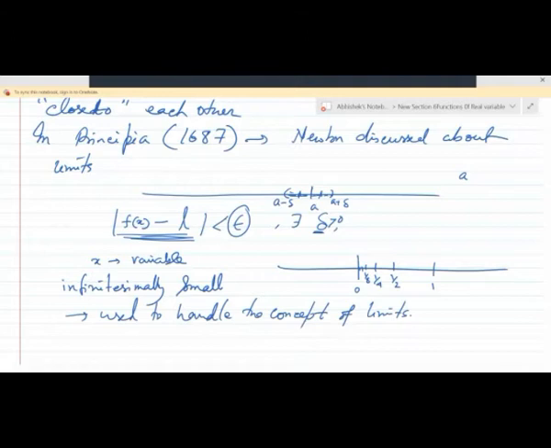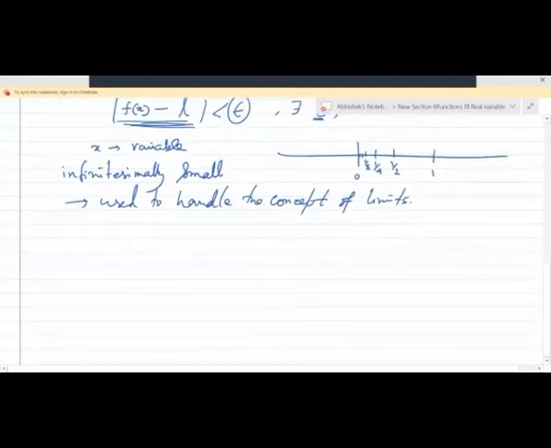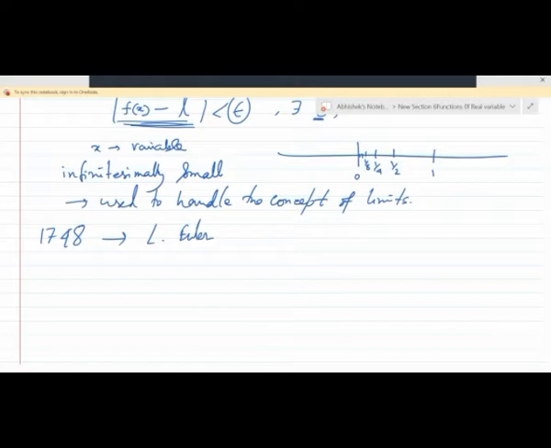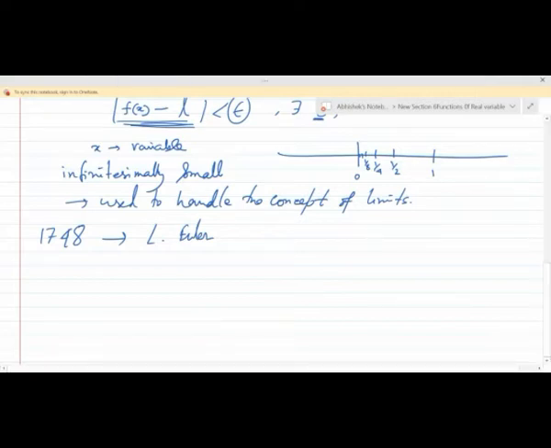Okay. And after that, in 1748, Leonhard Euler, the remarkable mathematician of all time, published a 2-volume treatise named Introductio in Analysin Infinitorum, in which he discussed power series, exponential functions, logarithmic functions, trigonometric functions, and their intrinsic properties and some more related topics.